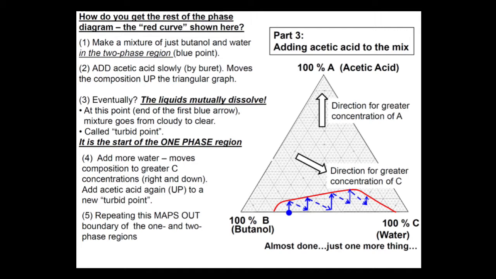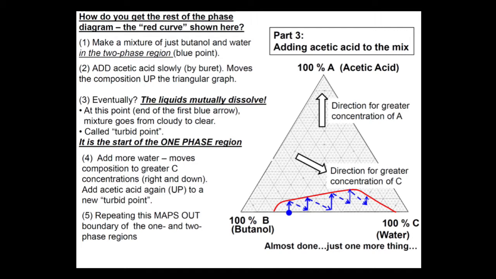And when you get to that point where the mixture clears up, then you stop the burette and you look at the volume of acetic acid that you have added, okay? And you'll be able to figure out what the composition of butanol, water, and acetic acid is when you get to that turbid point. And that would give you one of those boundary points along that red curve. But of course, you can't make this diagram with 1 point.